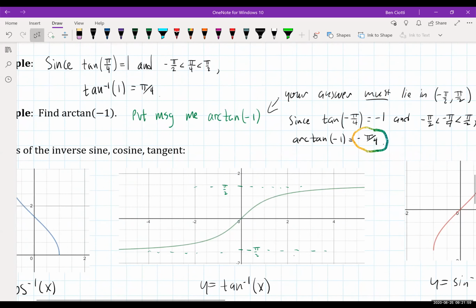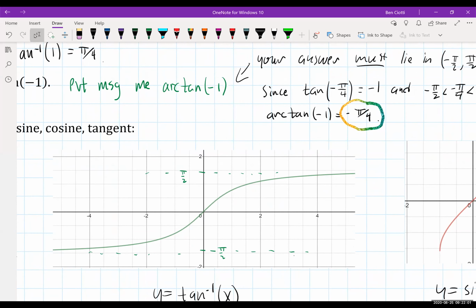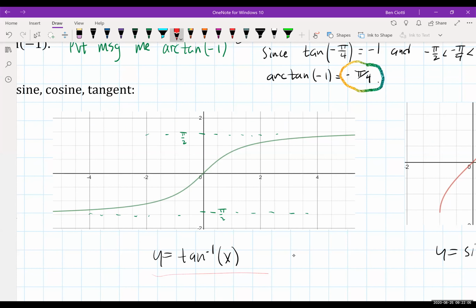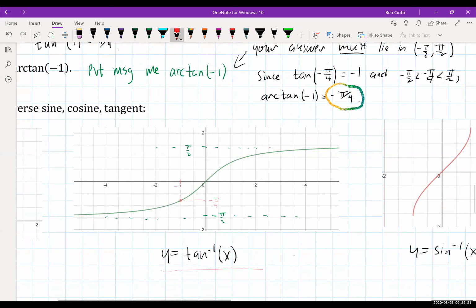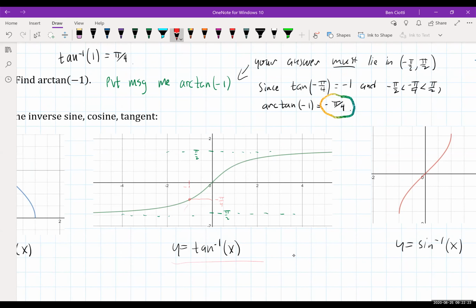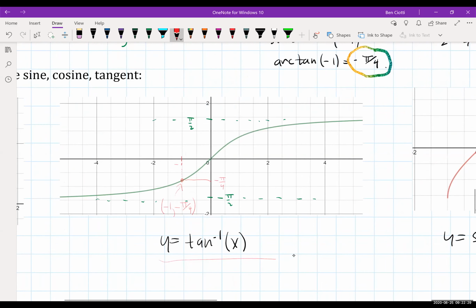And what we just saw was, if we looked instead at the graph of inverse tangent, -1 is right there. So apparently this must be negative pi over 4. That is to say, this is the point -1, negative pi over 4.